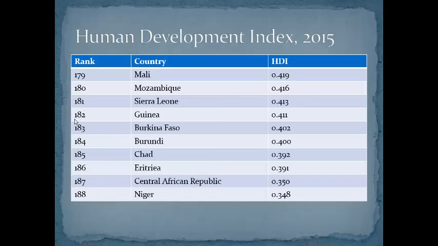change. And so these are the bottom 10 countries for Human Development Index. So at the bottom of the list here is Niger with a HDI score of 0.348, far lower than those countries we just saw at the top of the list.